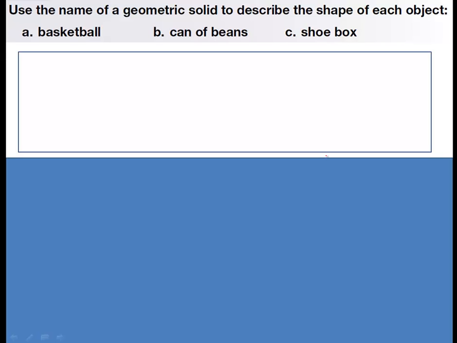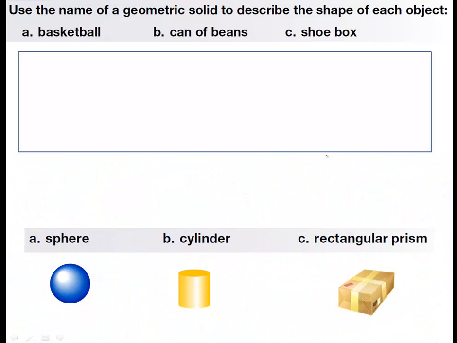All right, so give me the names of a geometric solid to describe each of these objects. So what is a basketball? What's the geometric shape of a basketball? That's a sphere. A can of beans, that's a cylinder. And a shoebox, that's going to be a rectangular prism.